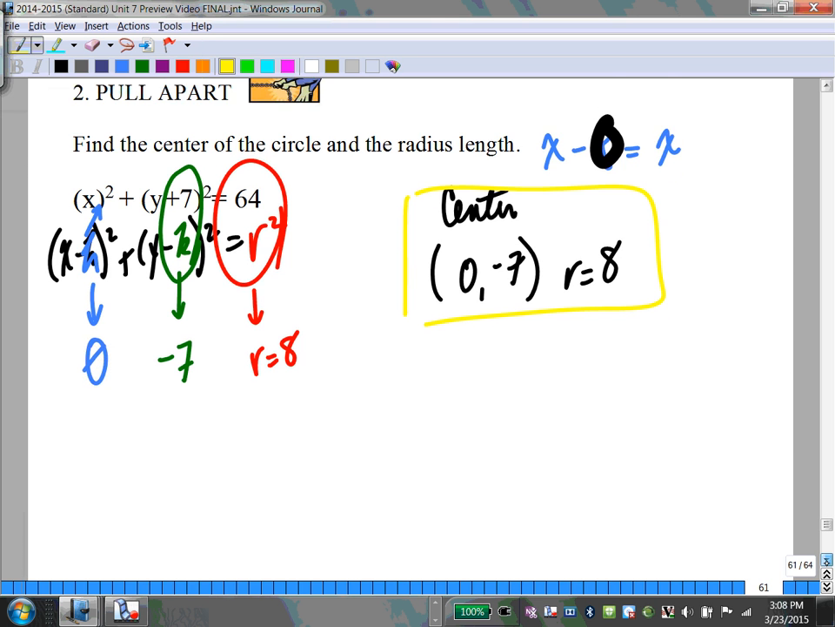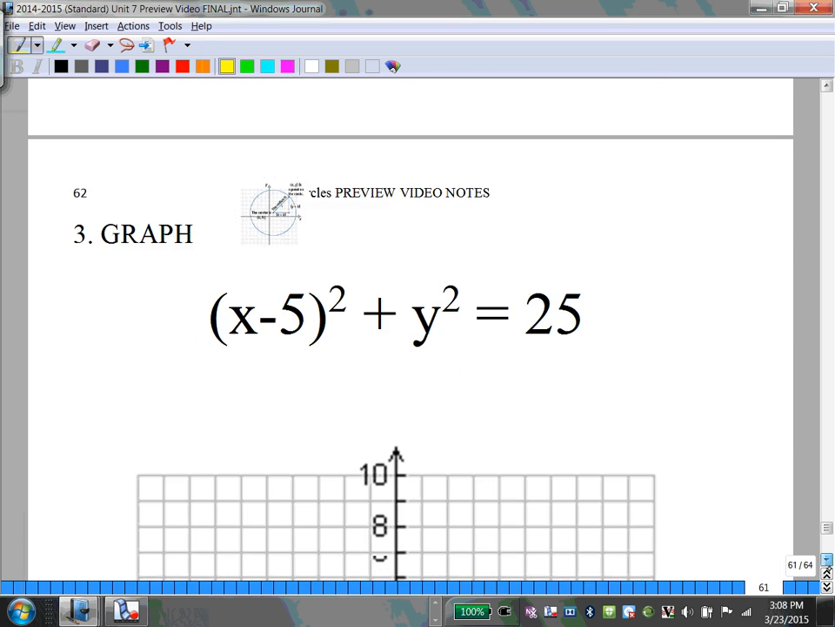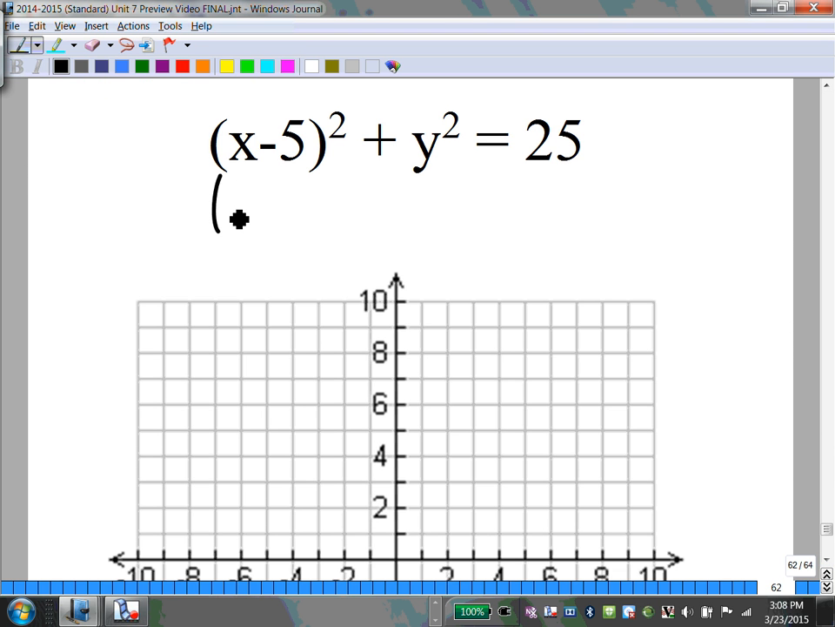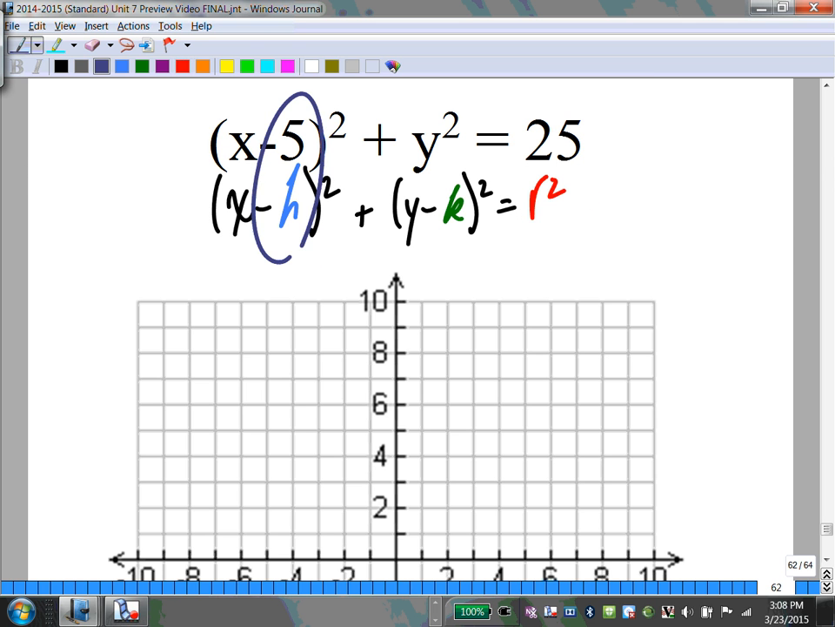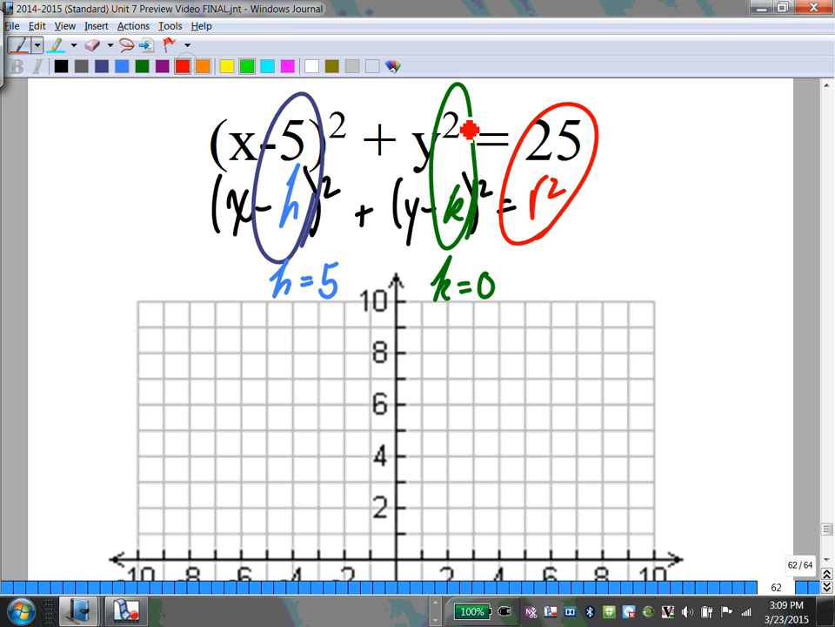Taking a look at the last one here. Graphing. Graphing means we have to start by pulling things apart. So I'm going to pull out my h, my k, and my radius. My h here has to be positive 5, otherwise its signs would swap. My k, since y is by itself, had to be 0, and my radius squared is 25, so my radius is 5.